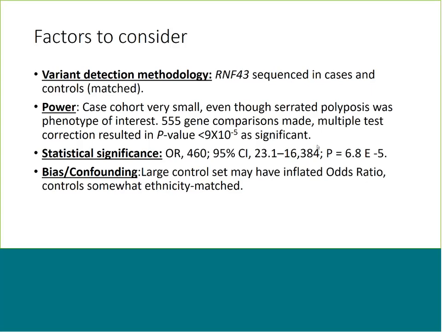If more and more controls are brought into the study, this can significantly increase the chances of getting a high odds ratio. And so even though we saw this really high odds ratio, which could have related to having more controls, the fact that the confidence interval was so wide here, on the order of 23 all the way up to 16,000, we figured that getting this odds ratio may have just happened by chance. And so the large control set may have inflated the odds ratio, and the controls were only somewhat ethnicity matched, but it was really just drawn on European Americans, and there wasn't much other discussion to it.